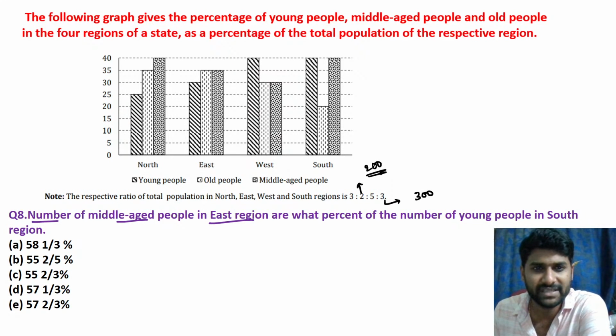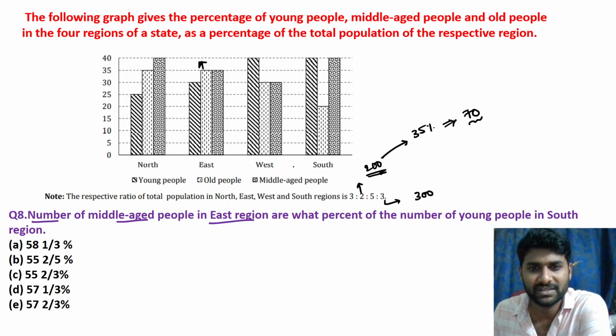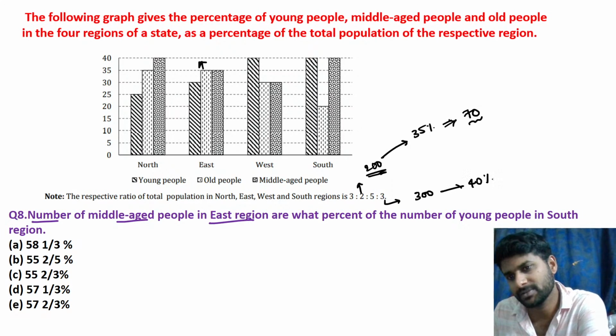So middle aged in East region: middle aged is exactly equal to 35%. The 35% value becomes 70 members only. And the young people in southern region: young people in southern region is exactly equal to 40%. 40% value becomes 120. So the question C.